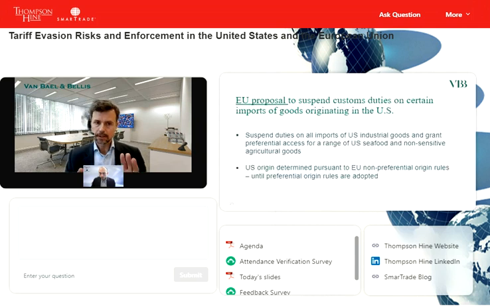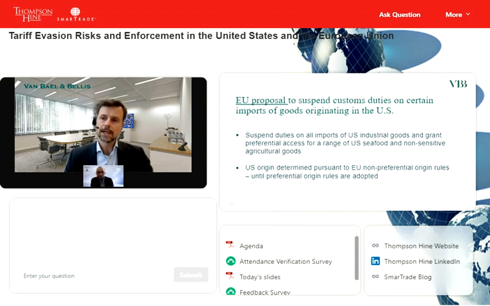A couple of words about the EU proposal in August to suspend the duties on mostly, as you see here, industrial goods, but not only. This is part of the deal between the EU and the US, and it's only a proposal from the Commission, but I wanted to mention it because this suspension of the duties will apply to goods which have non-preferential origin, US, according to the EU rules.